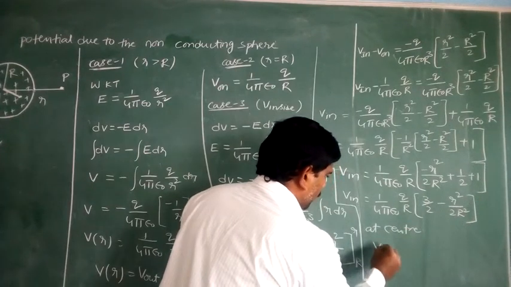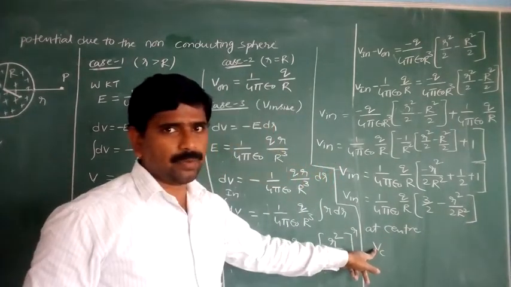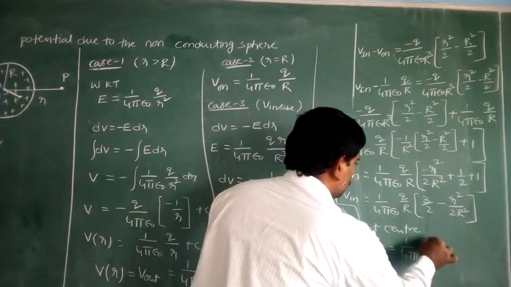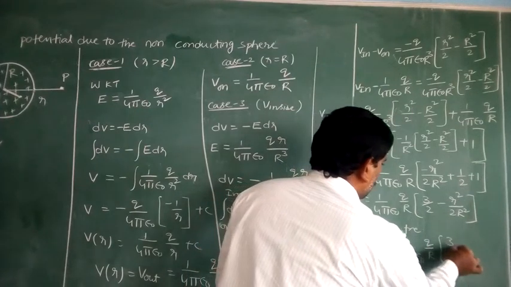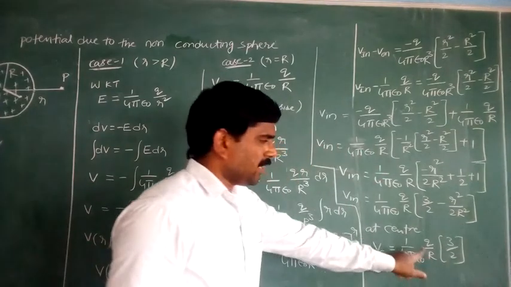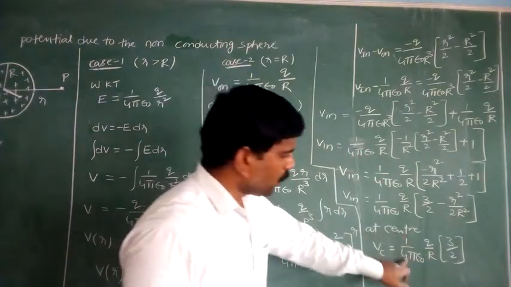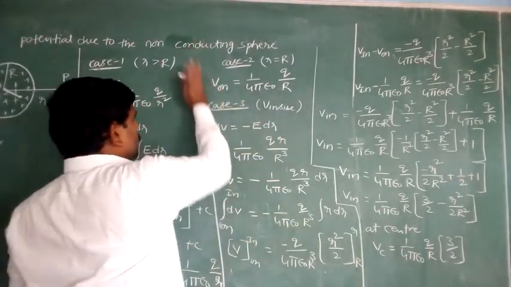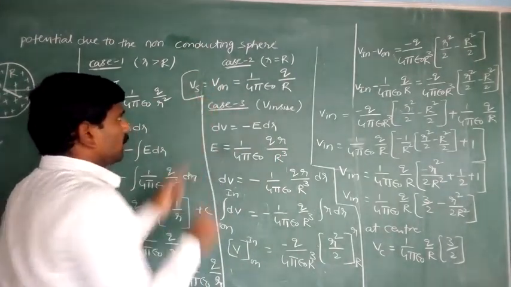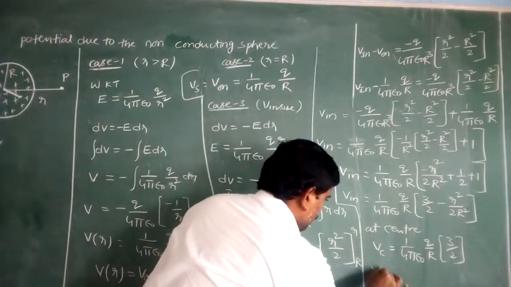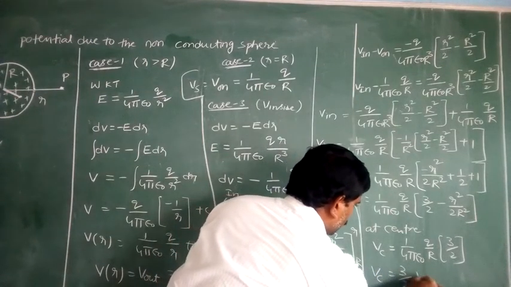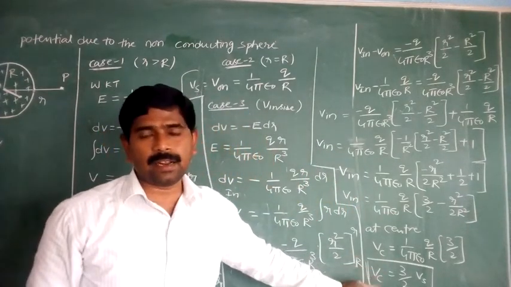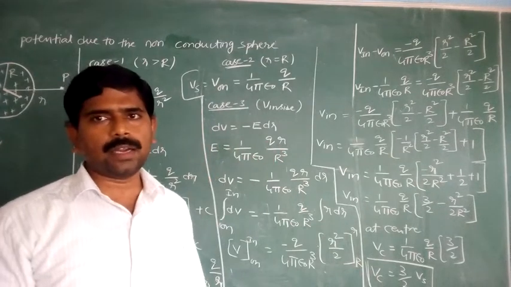So we are taking the potential at the center, VC. VC is equal to 1 by 4 pi epsilon naught into Q by capital R whole into 3 by 2. So that is nothing but 3 by 2 into Vs, since 1 by 4 pi epsilon naught into Q by R is the V on the surface, Vs. So here Vc is equal to 3 by 2 into Vs. This is the potential at the center of the non-conducting sphere.